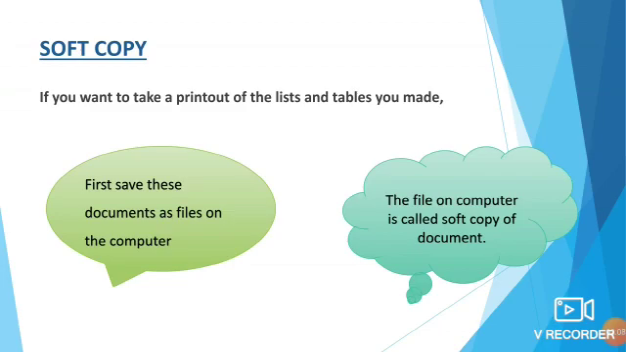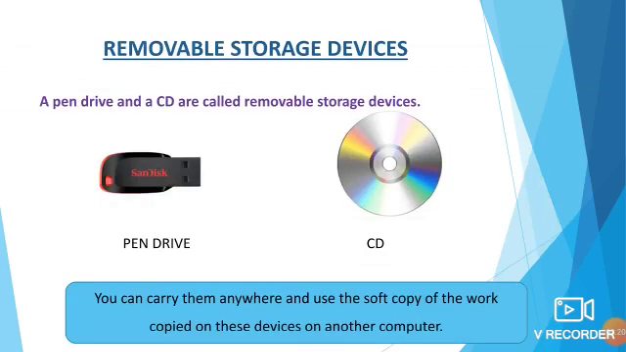Copies are of two types, one is soft copy and the other is hard copy. The file on the computer is called the soft copy of the document. Okay children, are you clear about the soft copy? Yes. And also we have learnt some removable storage devices in grade 3, isn't it? Yes. So what are they? Pen drive and CD. So pen drive and CD are called removable storage devices.